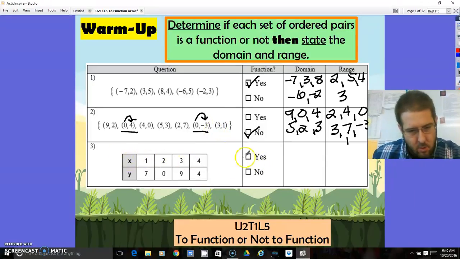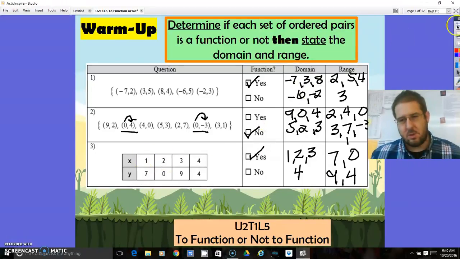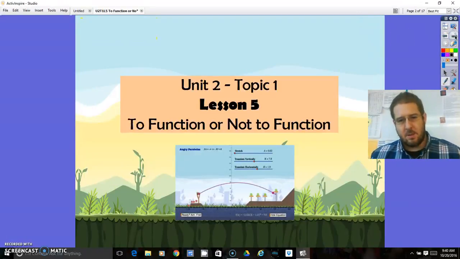So the next one is also going to be a function. The domains are 1, 2, 3, and 4. And the ranges are 7, 0, 9, and 4. All right, so that was pretty easy because 1 only has one range, so does 2, so does 3, so does 4. All right, so let's get to the lesson.